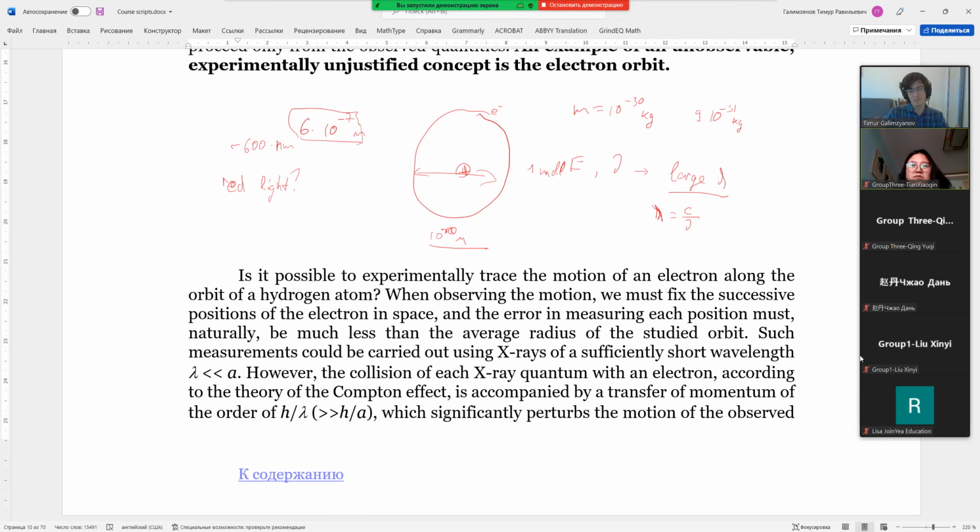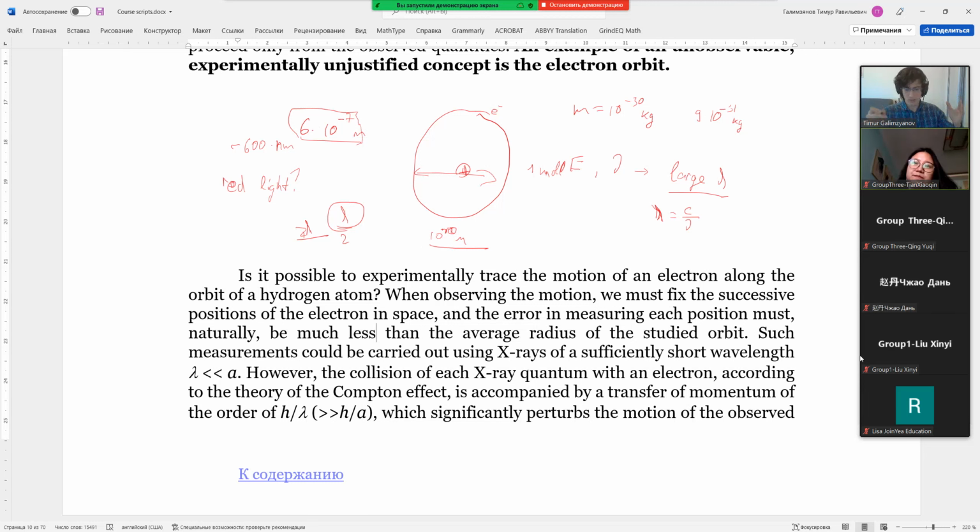And that means you cannot measure the position of the electron with optical frequencies, because by the light you can measure the position of objects up to the wavelength. It's sometimes about two wavelengths or half a wavelength, but the order of magnitude is the wavelength. So you cannot measure sizes that are much less than this.